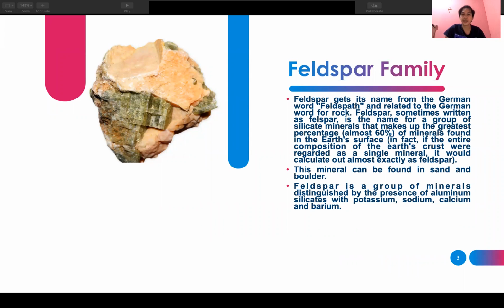Feldspar, sometimes written as felspar, is the name for a group of silicate minerals that makes up the greatest percentage, almost 60% of minerals found in the Earth's crust surface. In fact, if the entire composition of the Earth's crust were regarded as a single mineral, it would calculate out almost exactly as feldspar. This mineral can be found in sand and boulders. This group of minerals is distinguished by the presence of aluminum silicates with potassium, sodium, calcium, and barium.